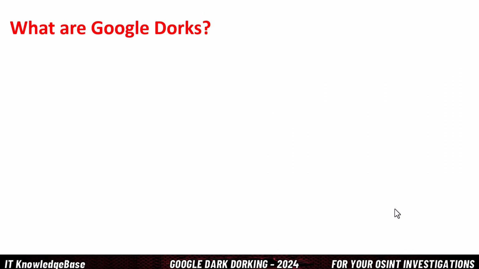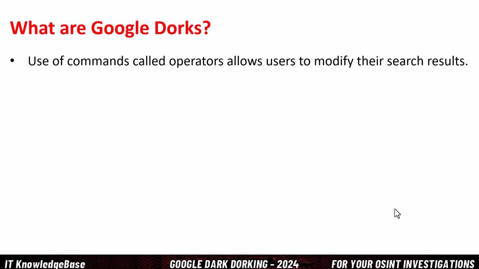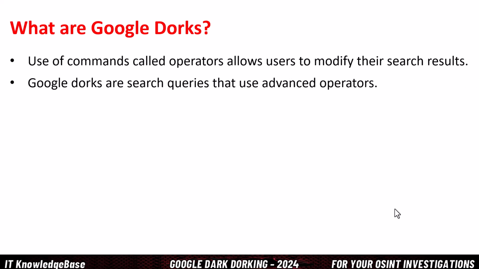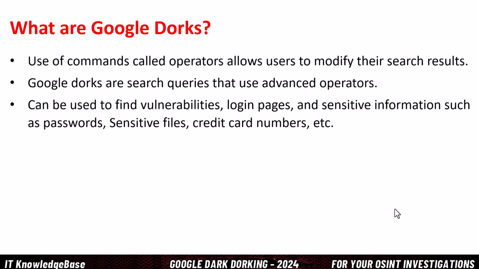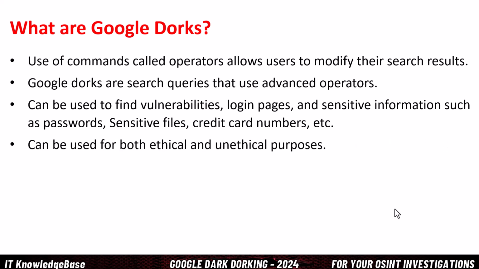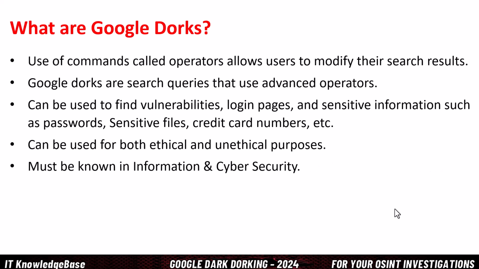So what are the Google Dorks? Google Dorking makes use of commands called operators that allow users to modify their search results in many ways. Google Dorks are search queries that use advanced operators to search for specific information on websites. These operators can be used to find vulnerabilities, login pages, and sensitive information such as passwords, sensitive files, credit card numbers, etc. Google Dorks can be used for both ethical and unethical purposes, which is why it's important to be aware of them. This is crucial and must be known in information and cybersecurity.